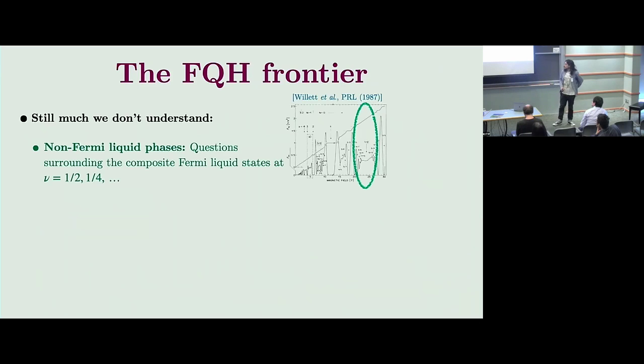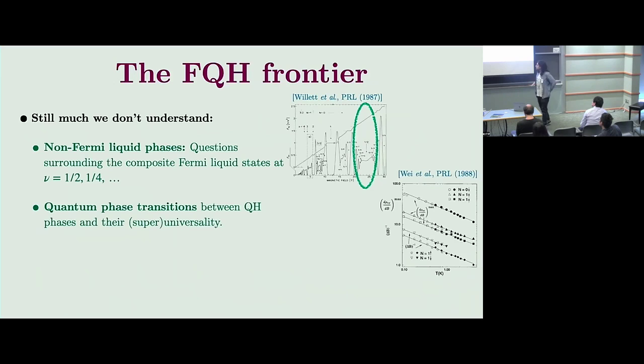In particular, one family of states that we still are often confused about are composite Fermi liquid phases. These are non-Fermi liquid states that occur at even denominator filling, which have, for example, emergent symmetries that people have been arguing over for quite a long time. We still don't understand many of their infrared properties, as is the case in most non-Fermi liquid states.